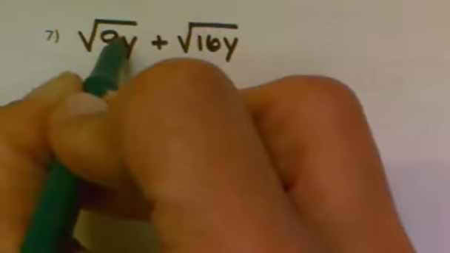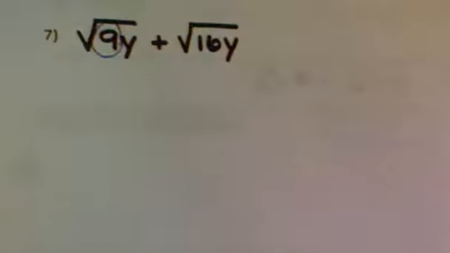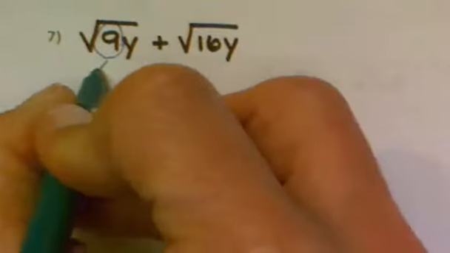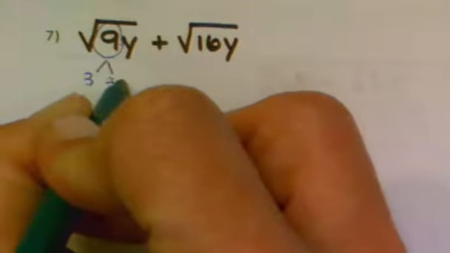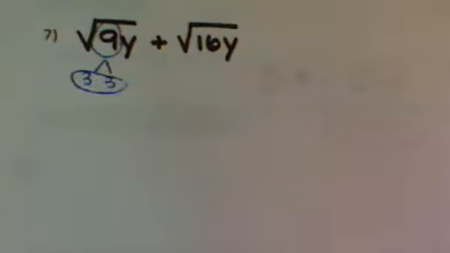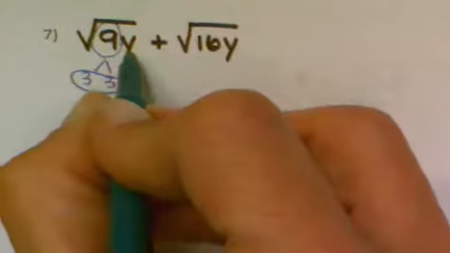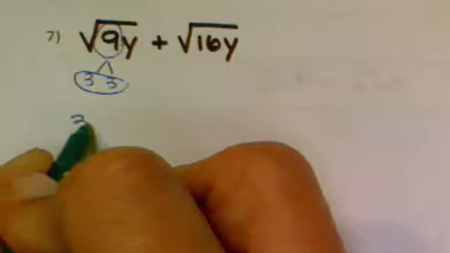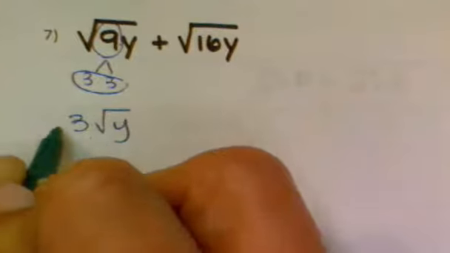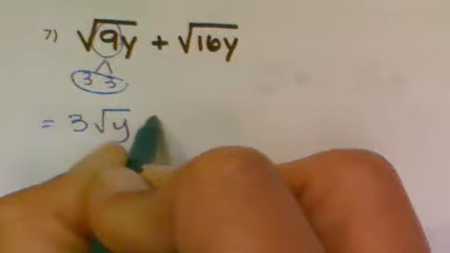So here I'm noticing I have a perfect square. If you don't notice it, just do a factor tree. You'll see 2 3s. So you can always do that. And you'll notice, okay, the single 3 comes out. The y has to stay in. So this is going to be 3 times the square root of y. I'll bring down my plus.